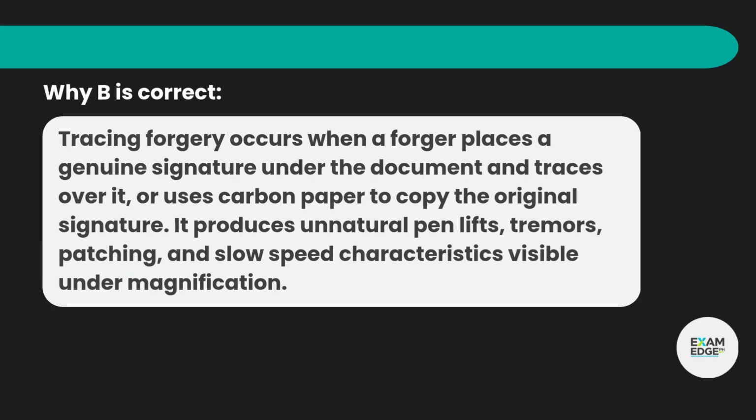Why B is correct. Tracing forgery occurs when a forger places a genuine signature under the document and traces over it, or uses carbon paper to copy the original signature. It produces unnatural pen lifts, tremors, patching, and slow speed characteristics visible under magnification.